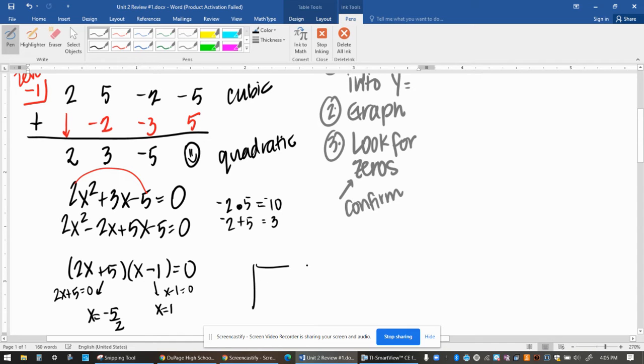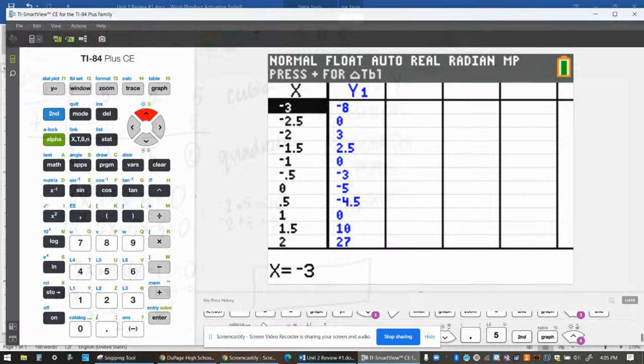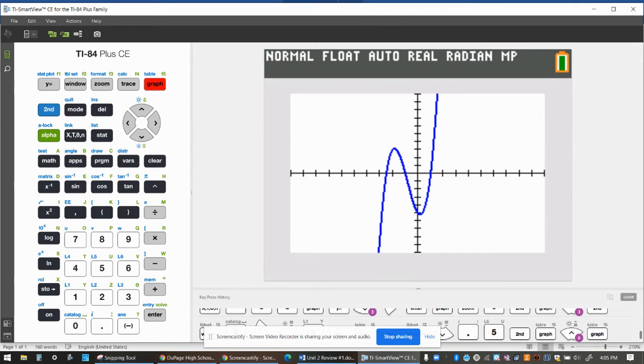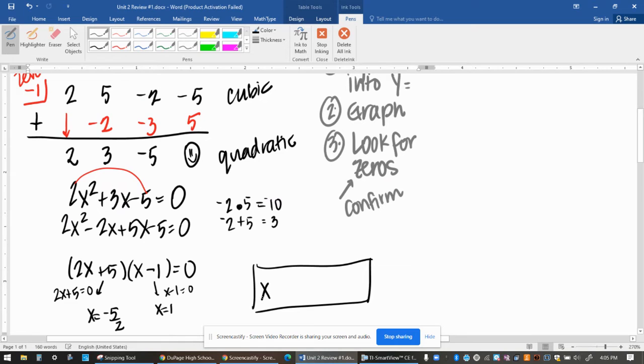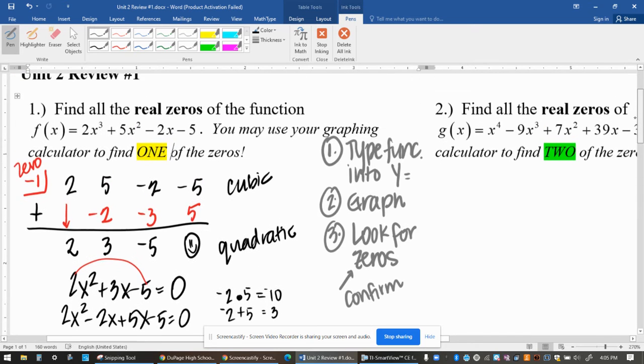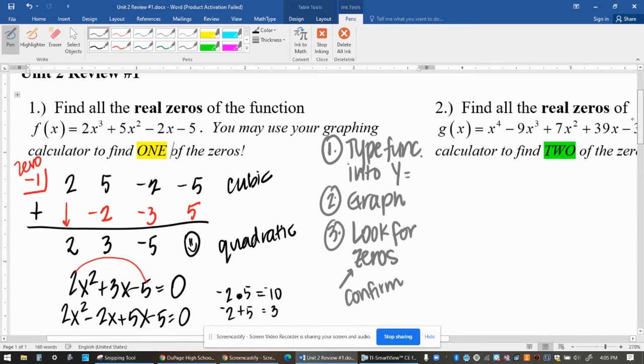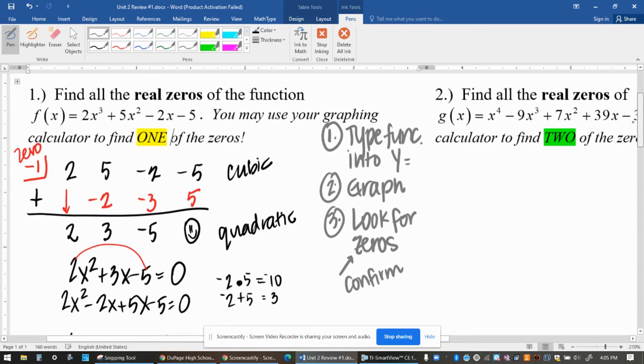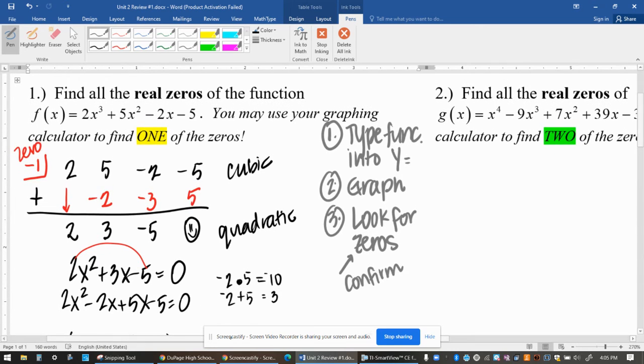Now remember, we already saw on the graph in the graphing calculator that this function appeared to intersect the x-axis at -2.5, -1, and +1, which is exactly what we got as our solutions: -2.5, -1, and +1. So again, whenever they ask you to find all the real zeros and to use your graphing calculator to find one of the zeros, pay attention to where your polynomial intersects the x-axis.